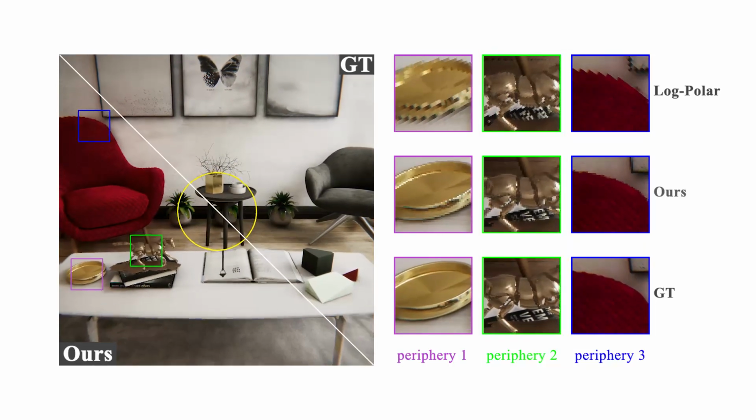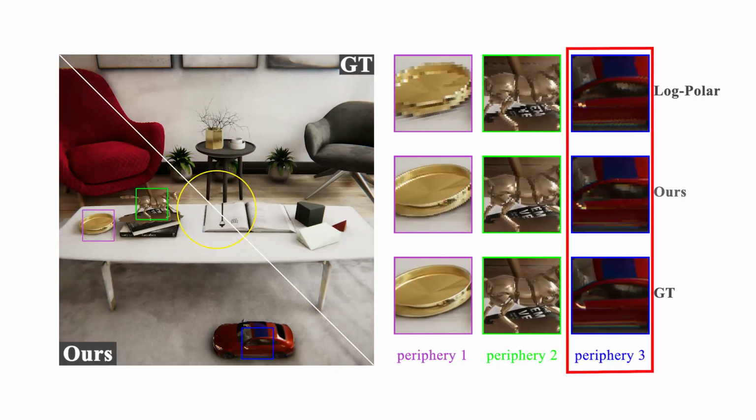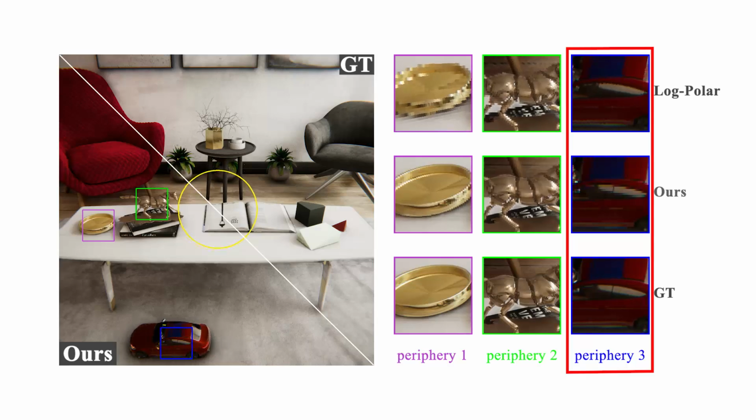Besides, for moving objects in the scene, such as the red toy car, our method has sharper rendering results compared to the log-polar method.